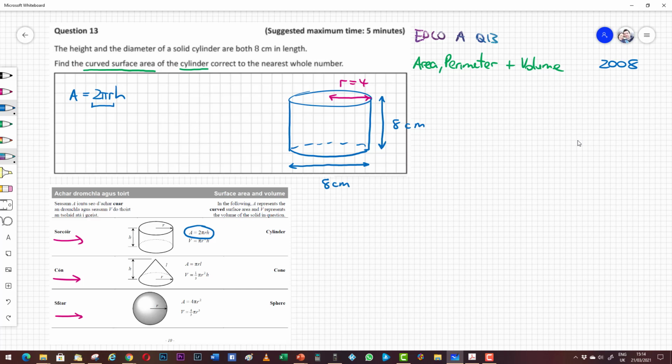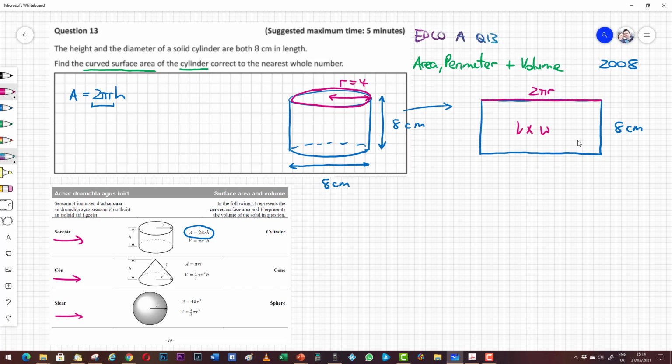If you think about drawing the net of this shape, we would have the curved surface area folded out. It would be a rectangle, and the height would obviously, in this case, be 8 centimeters. If we think of unwrapping the circumference and folding that out into our net, that's this piece here, and so that's where we get the 2 pi r. The area of a rectangle is the length multiplied by the width, which in this case would be 2 pi r times 8. And that's why the curved surface area of a cylinder is 2 pi r times h.